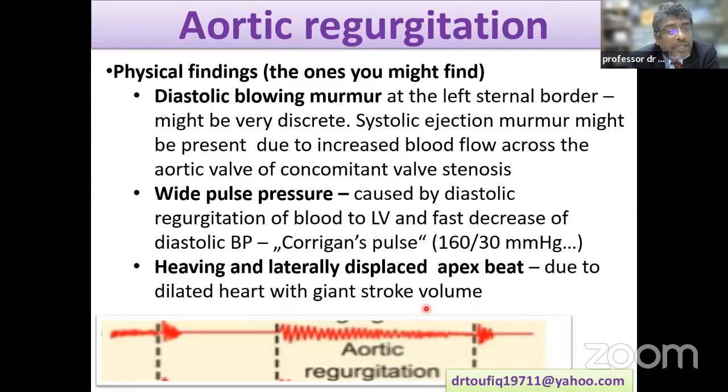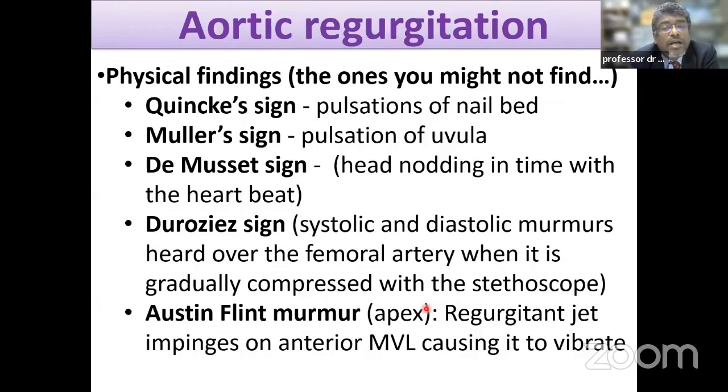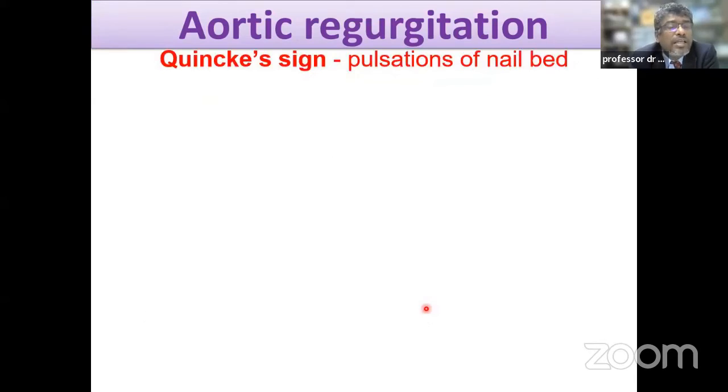And this is the aortic regurgitation murmur. On physical examination, we can get some special findings if a patient has aortic regurgitation, especially a severe type of aortic regurgitation. The patient may have Quincke's sign. There is pulsation of the nail bed.